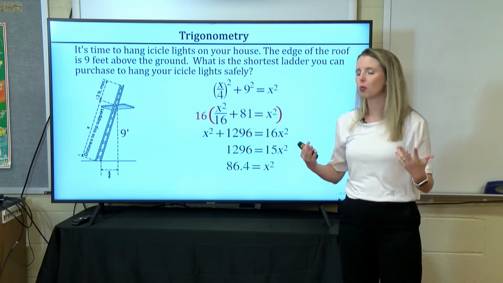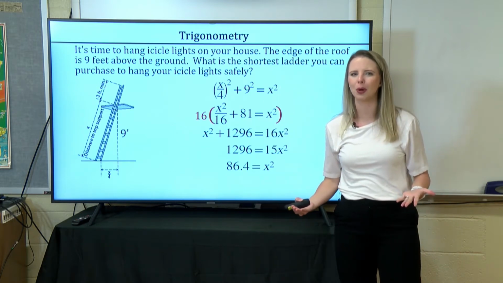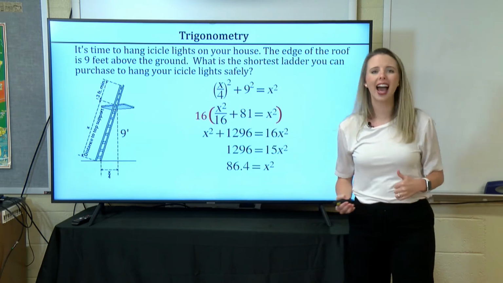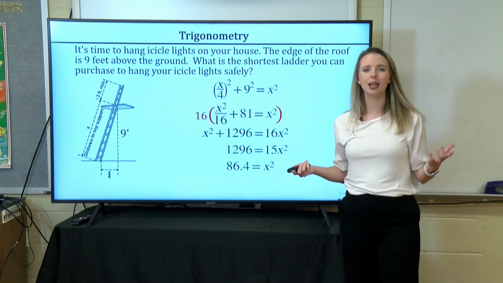Well, in this situation, we're talking about the height of a ladder. So do we need the negative portion of the square root? No, because your ladder cannot be a negative length. That would be crazy, right? Okay, so we only need the positive square root.